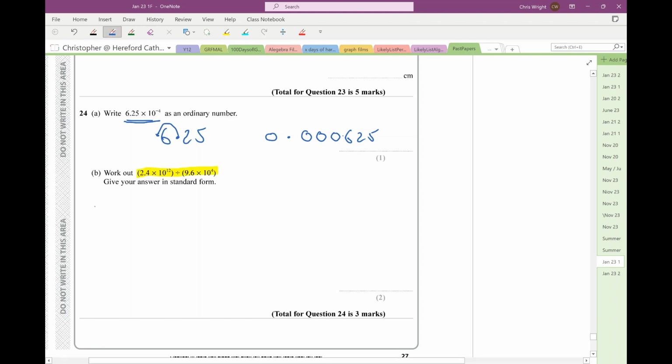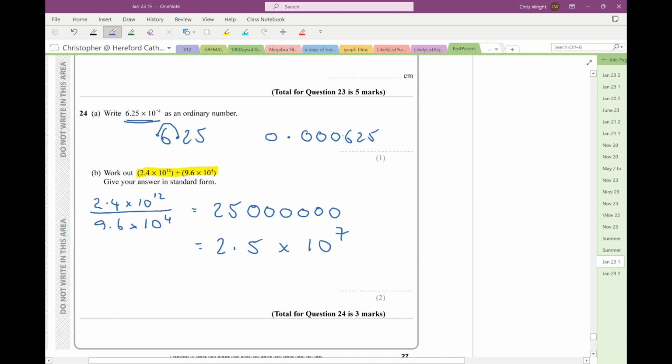Now, part B. Work out that. Give your answer in standard form. Well, on my calculator, I'm going to use the fraction function, and I'm going to enter this sum and press equals and see what happens. So I'm using the fraction button, 2.4 times 10 to the power of 12, and then on the denominator of the fraction, 9.6 times 10 to the power of 4. Press equals, and I get the answer 25 million. 25 with 6 zeros. And I have to give that in standard form, so that's going to be 2.5 times 10 to the power of 7. And that's question 24 done.